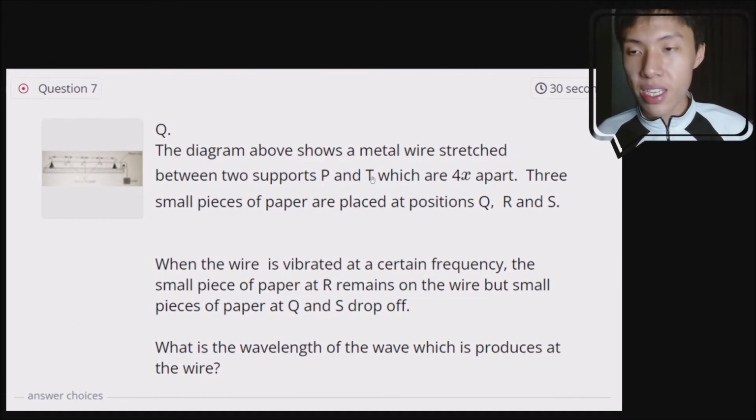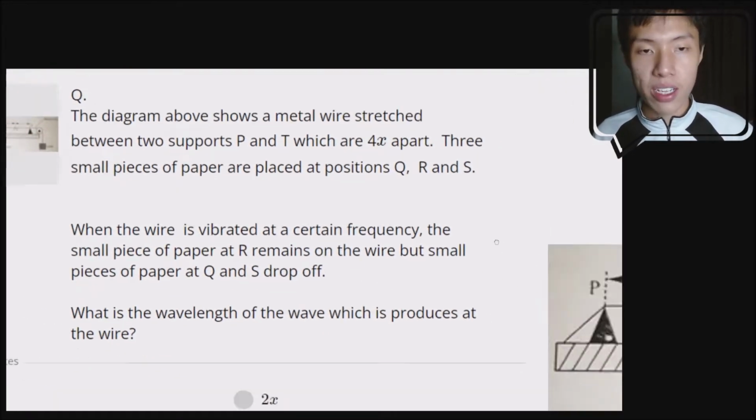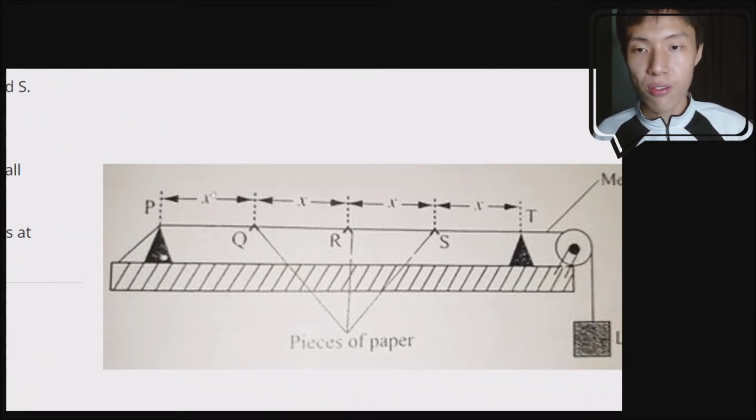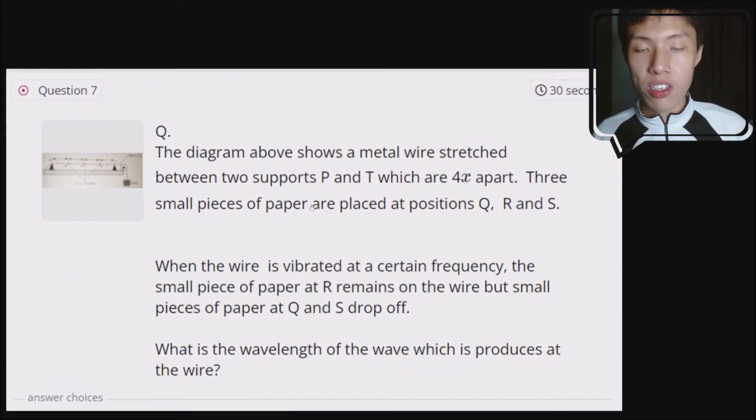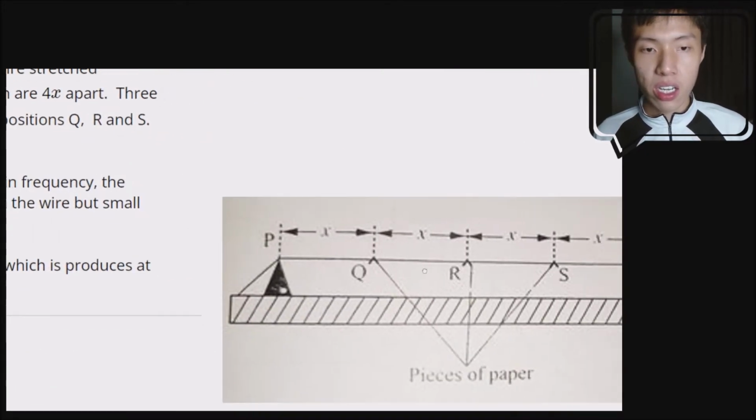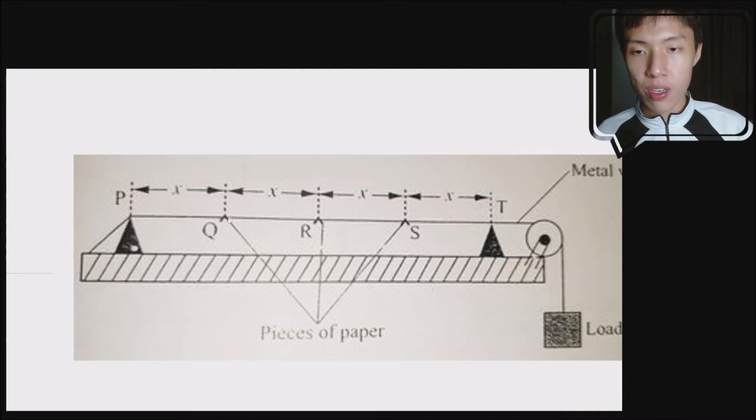P and T are 4x apart. If you look over here, there is 4x in between point P and point T. 3 small pieces of paper are placed at positions Q, R, and S. So you are going to place a piece of paper here, a piece of paper here, and a piece of paper here, a total of 3 pieces of paper placed in between point P and point T.